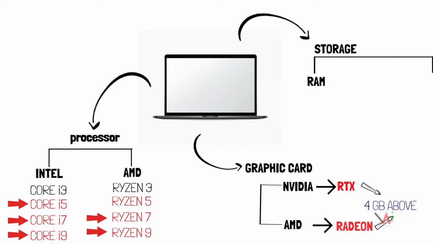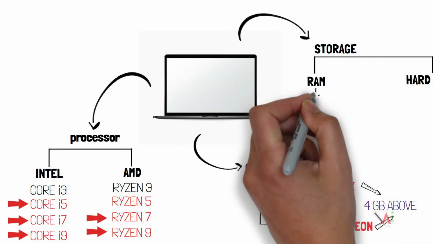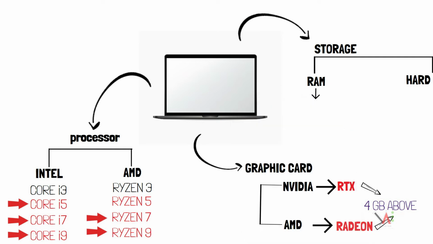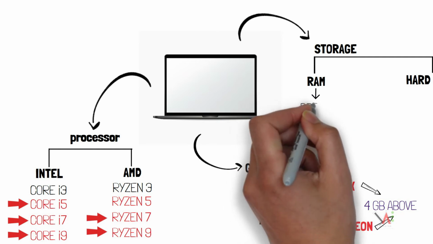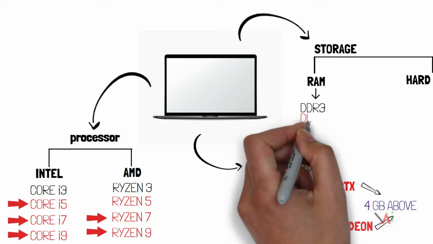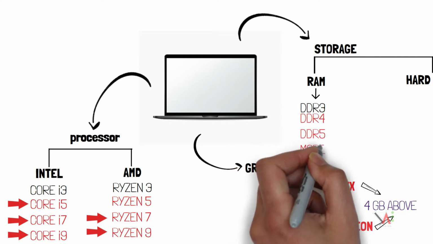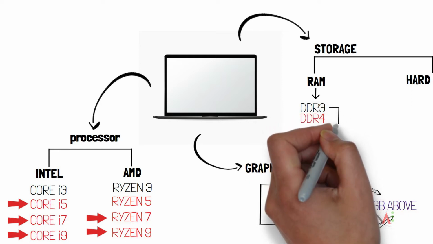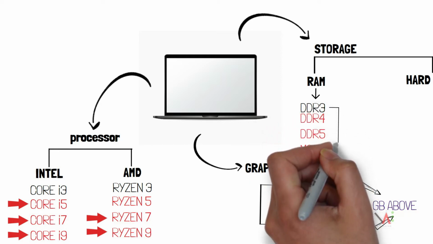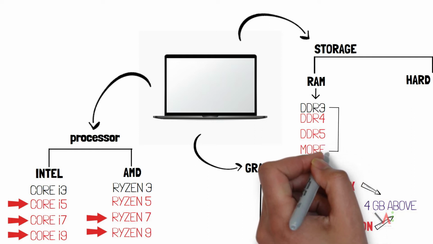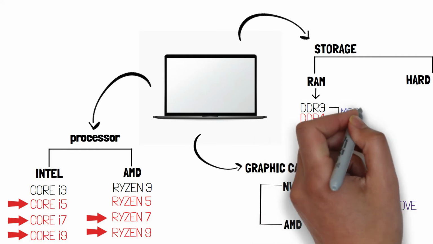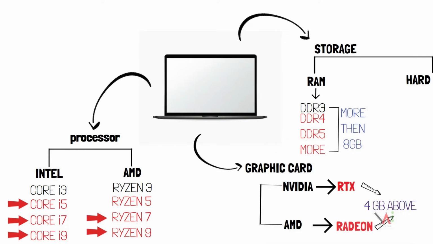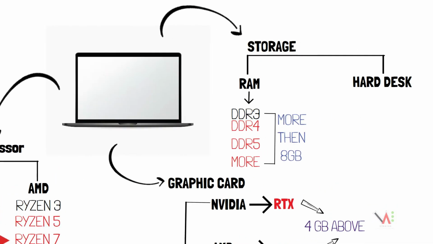Okay, RAM. In RAM also there are many types of series, like DDR4, DDR3, and so on. The recommendation is DDR4 and DDR5, which are available in the market. You can go with them. And RAM up to 16 GB, because AutoCAD 2022 needs 16 GB of RAM in the laptop, so you can go with that.